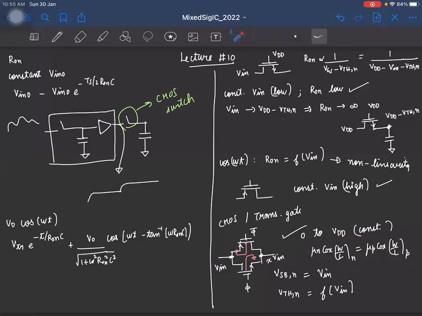Okay. The problem comes when we are trying to sample a continuously varying input, such as this switch. So for this switch, we cannot use the CMOS switch in most cases because we might need very good linearity from the switch. And so we'll see how to implement this switch in this class.